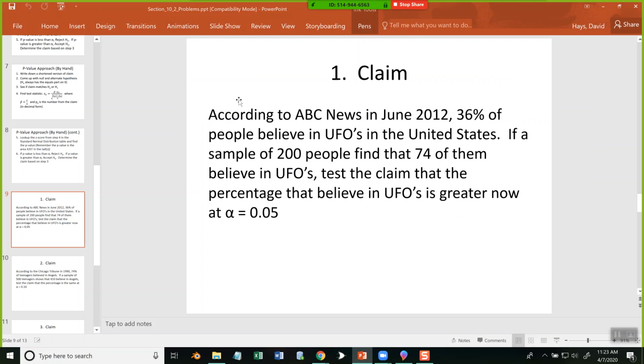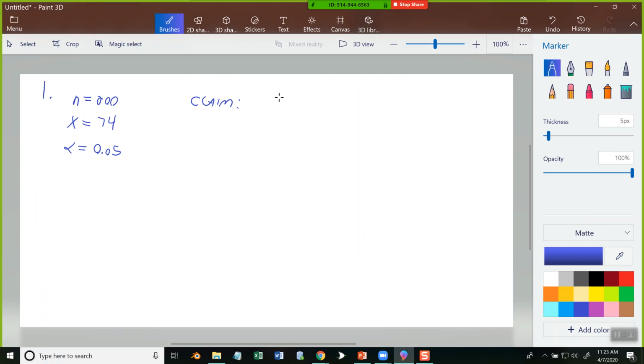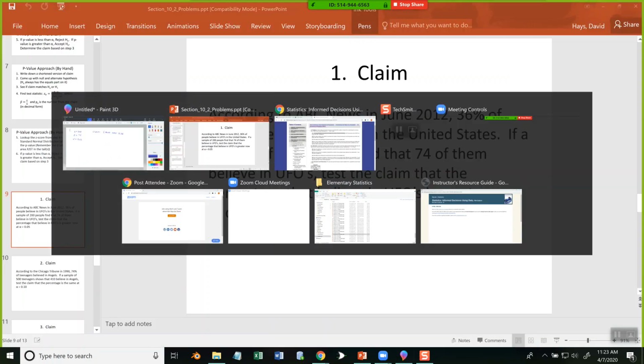The claim is that the percentage that believe in UFOs is greater now. Well, it has to be greater than the value, so it's greater than 0.36. We always want it in decimal form. So that's all the information the problem has given us.